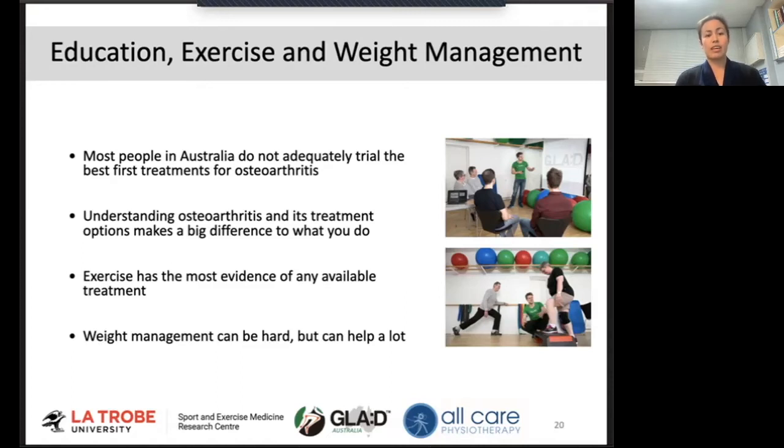Weight management is the last component of the first line treatments, and although it can be difficult, it can actually help your symptoms quite a lot. So when you're walking normally, your knee joint is loaded with at least 2 to 3 times your body weight every step you take. Being overweight increases the risk of cartilage and the joint becoming overloaded. And a relatively small reduction in your weight can actually have a big effect on joint load. So approximately for every kilo that you lose, the load is reduced by at least 2 to 3 times.